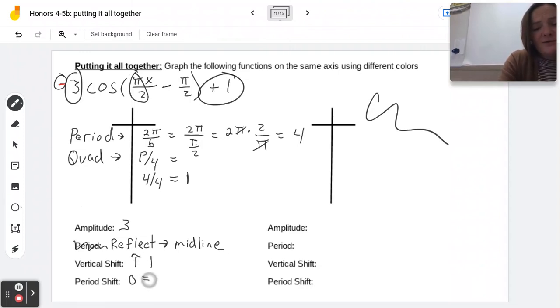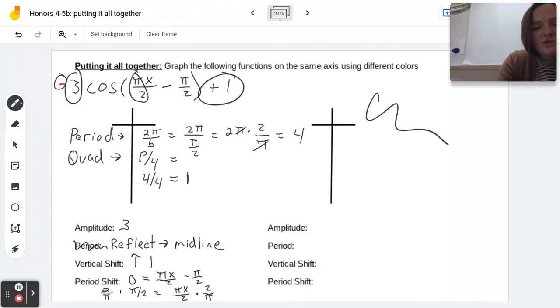If we set the whole thing equal to 0, we get pi x over 2 minus pi over 2. If we solve that, we get pi over 2 is equal to pi x over 2. Multiply by the reciprocal, 2 over pi on both sides.